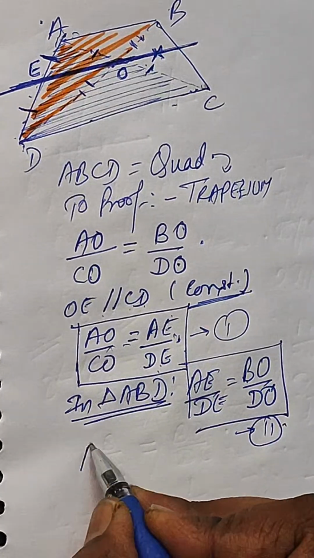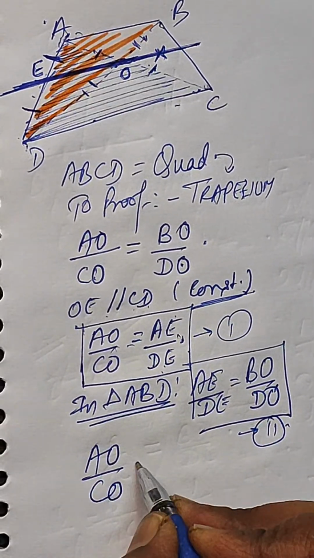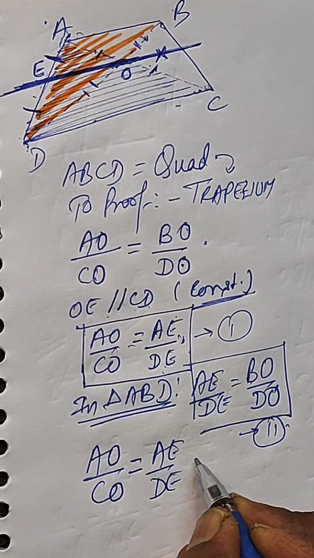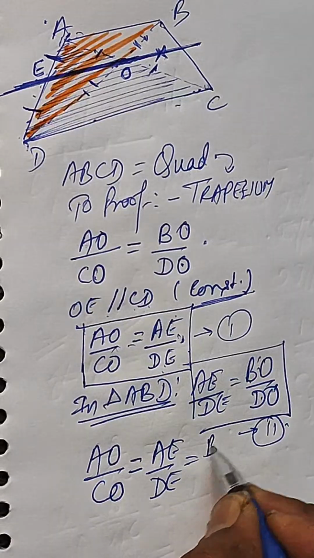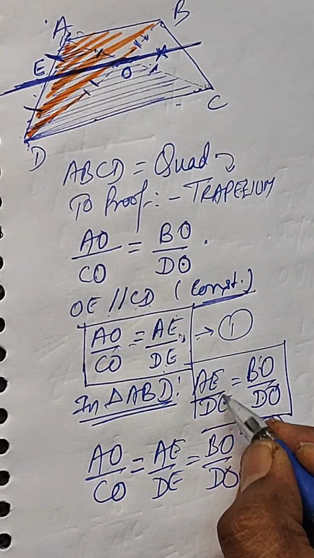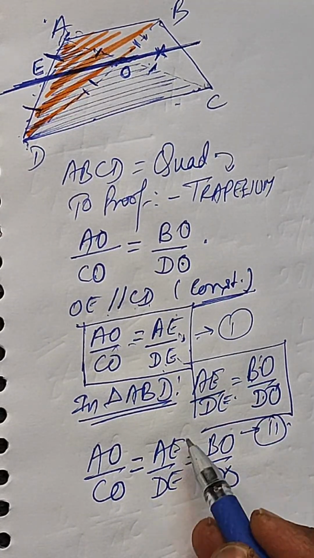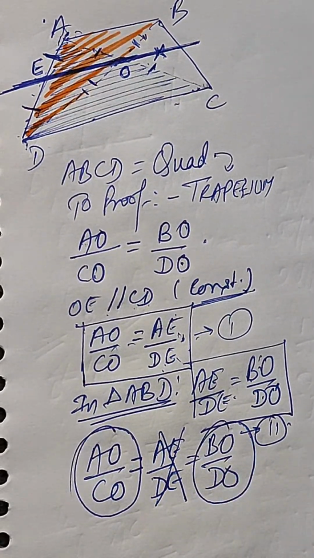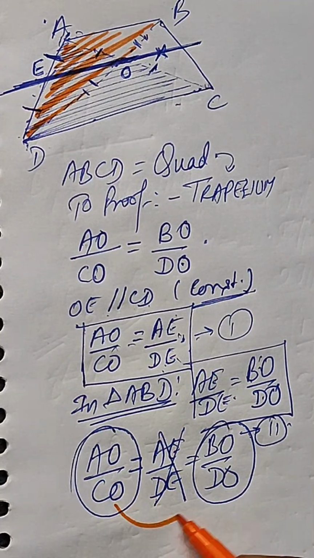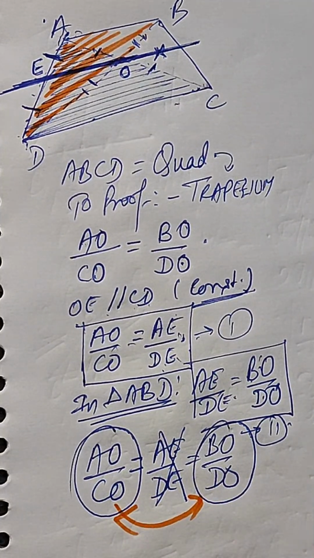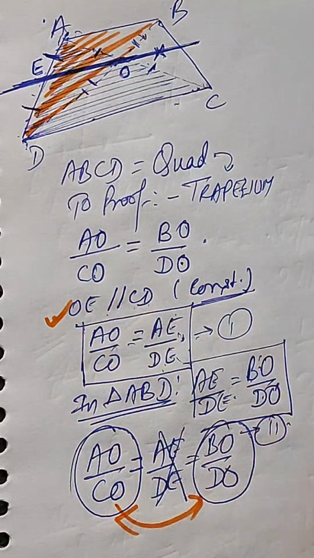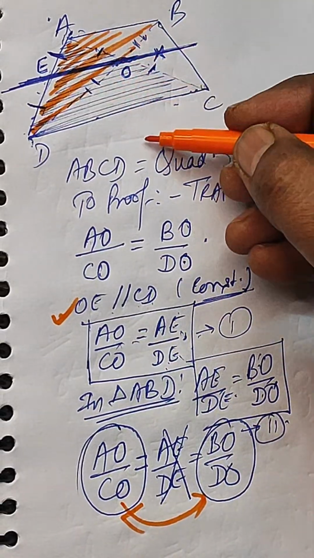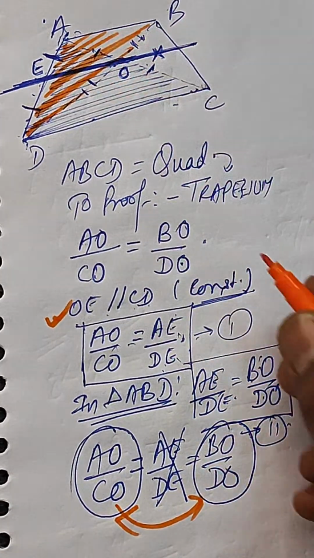Can't we write that AO by CO is equal to AE by DE is equal to BO by DO? Using these two equations, can't we write it? Just remove AE by DE. Then we can write AO by CO is equal to BO by DO. And this is proved only in the case that we did this construction OE parallel to CD. Then definitely OE is parallel to CD and AB is parallel to CD, and it is proved as a trapezium.